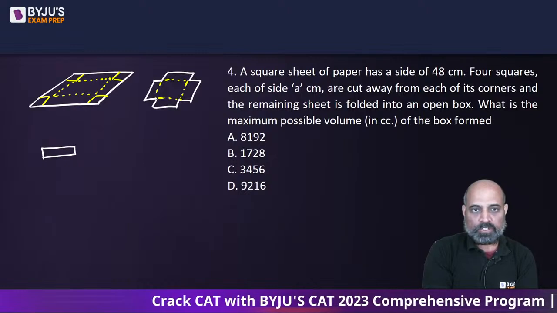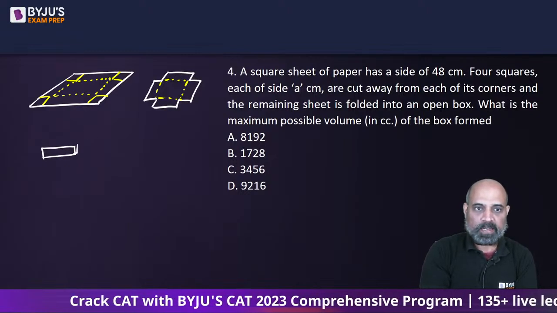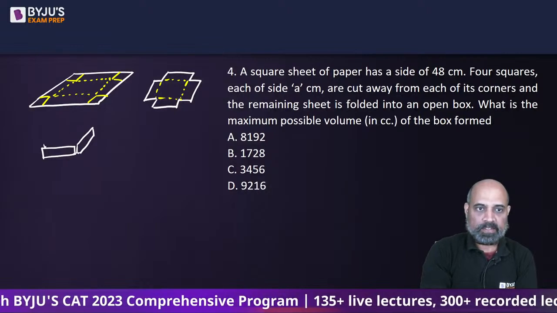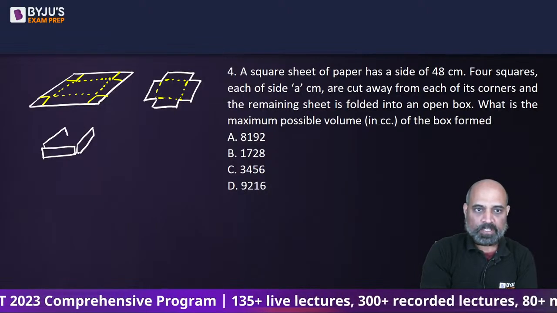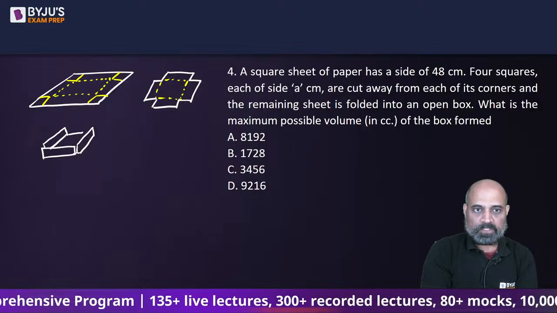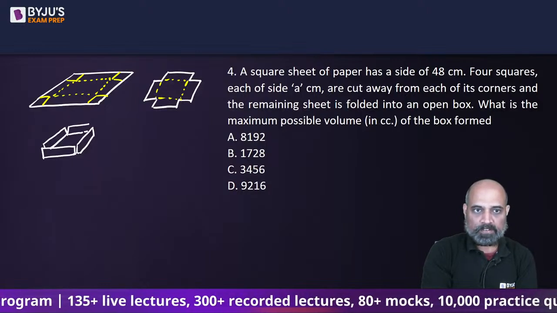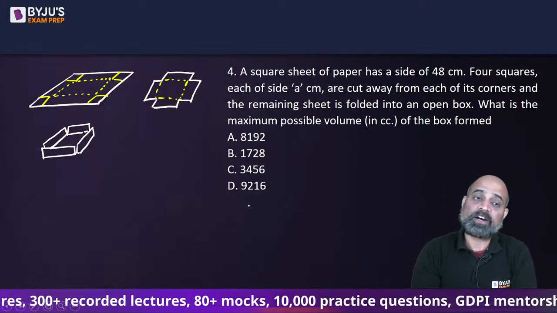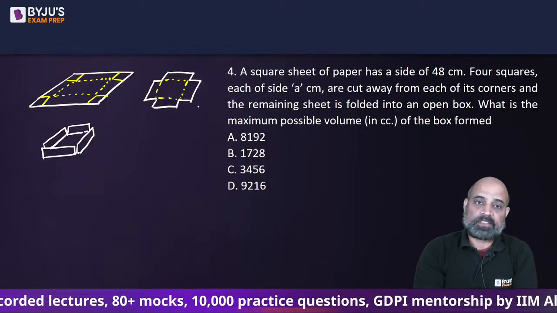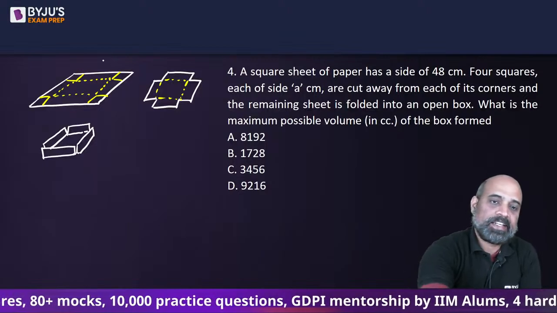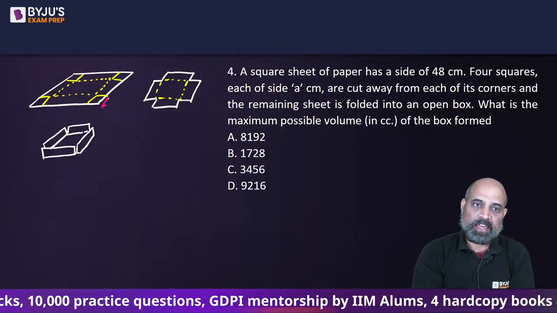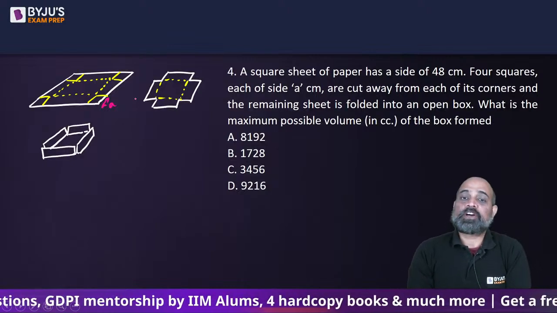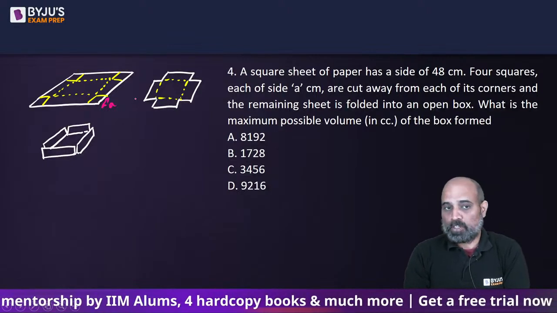So it is going to look something like this. This is going to be the front part, and then we will have the side, and then we will have this. So this is going to be an open box, right? Now, the square that has been cut has a side of a centimeter. So we need to find out the maximum possible volume of the box formed.